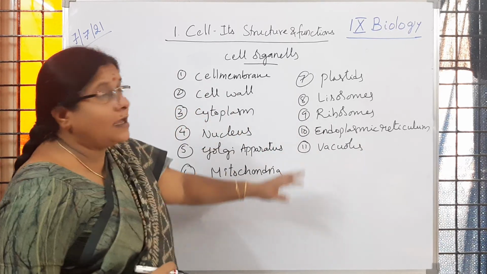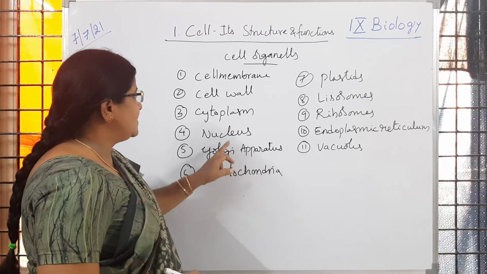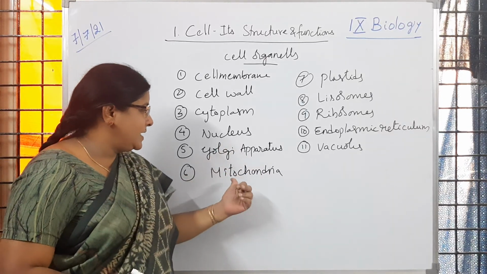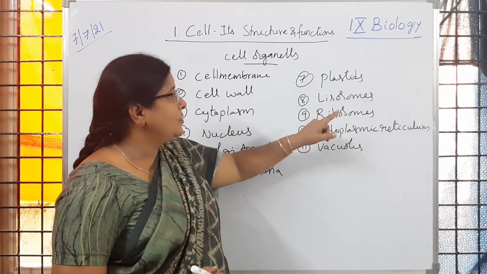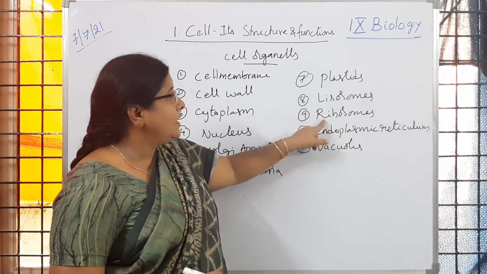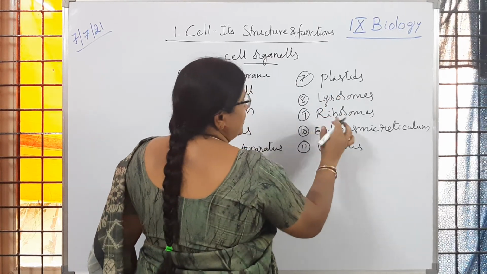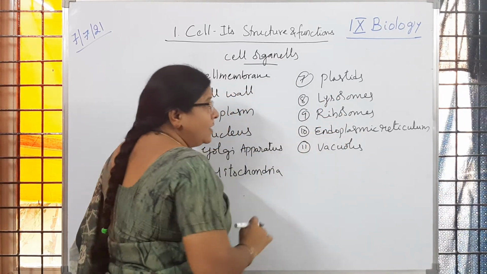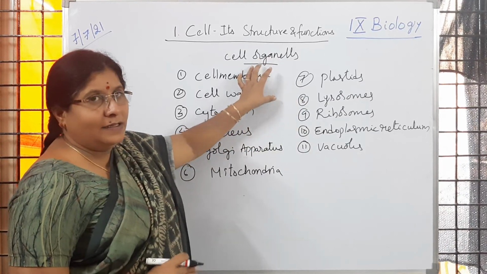So all these cell organelles in detail you learned: cell membrane, cell wall, cytoplasm, nucleus, Golgi apparatus, then mitochondria, plastids. Under plastids you learnt about chloroplast, lysosomes, ribosomes, endoplasmic reticulum, vacuoles. So these are all the cell organelles which are present.